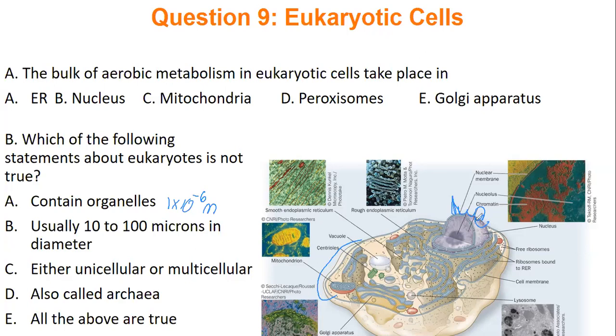Which of the following statements about eukaryotes is not true? They are not archaea. Archaea are a whole different class of organisms. And so eukaryota are their own kingdom. So that is the false one. Eukaryotes do have organelles. Eukaryotes are massive. They are ginormous cells. You can be unicellular like a yeast or multicellular like a human. They're just not archaea. And I forgot to share the results again, but those are the results.